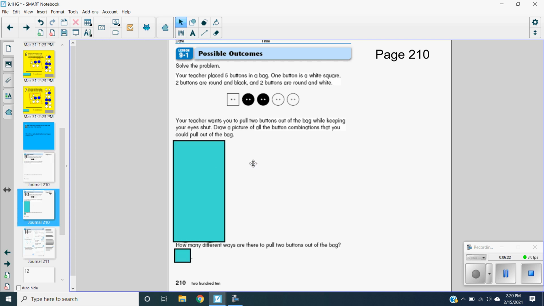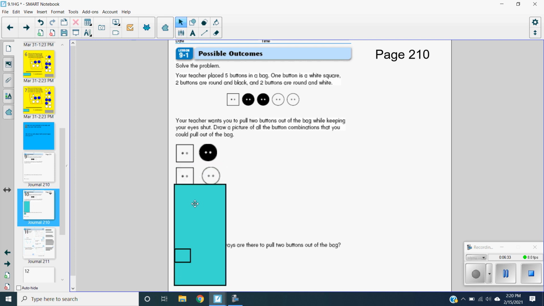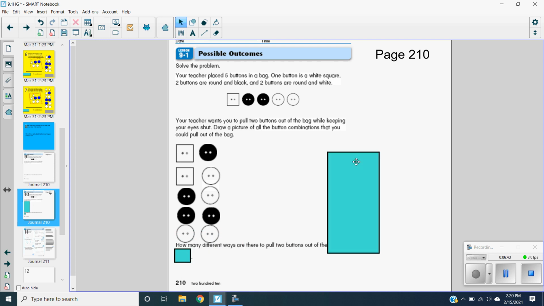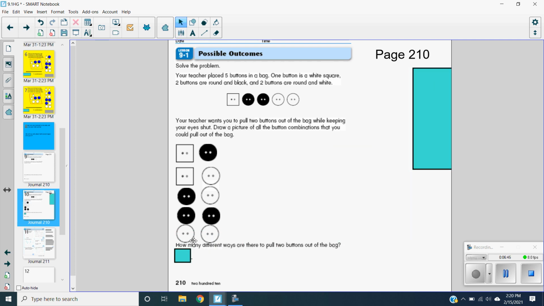So your order might be different than mine, and that's okay, just as long as you had the same combinations. So the first combination I had, I could have 1 white square and a black circle. I could have a white square and a white circle. I could have a black circle and a white circle. I could have 2 black circles, and I could have 2 white circles. So I would have had 5 different combinations.